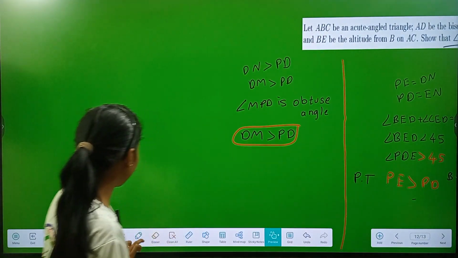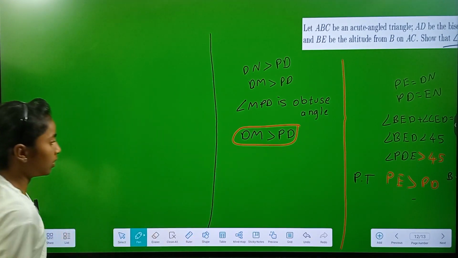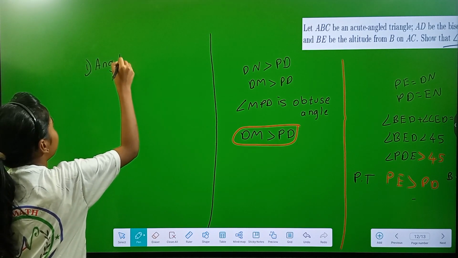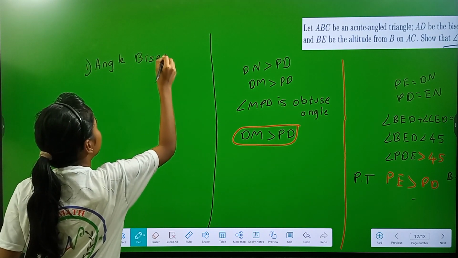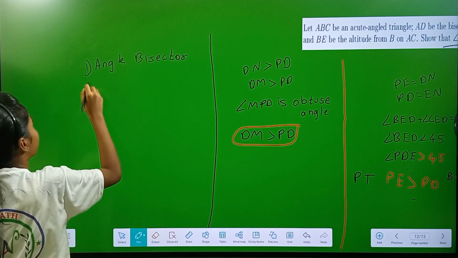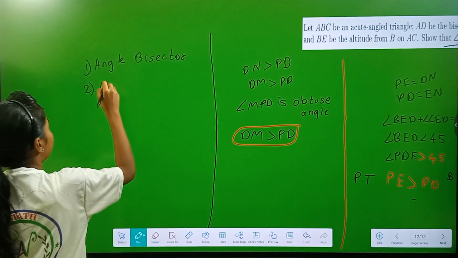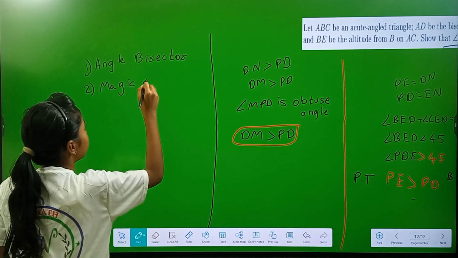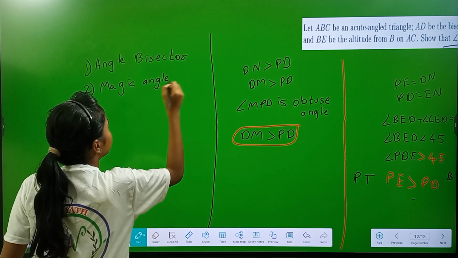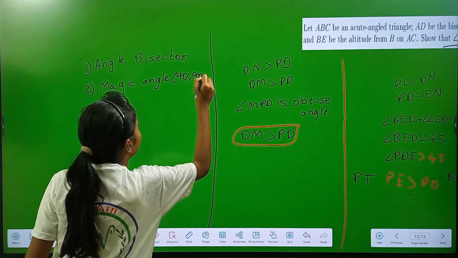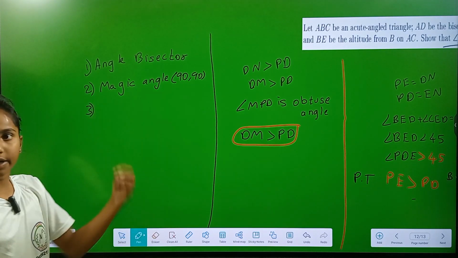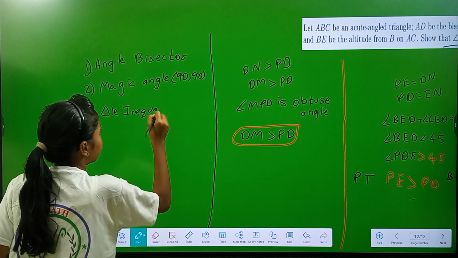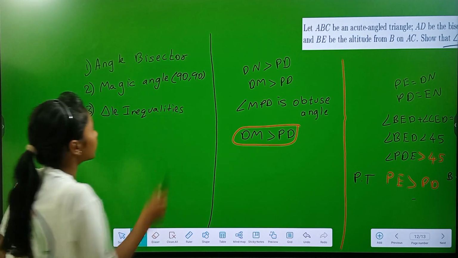Okay. So the concepts we have used in this question are, first, the angle bisector. And second, we have used the magic angles, which are 90 and 90. And third, we have used the triangle inequalities. So we use all these concepts.